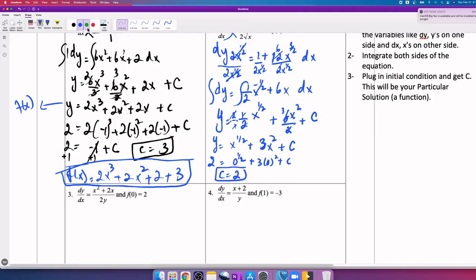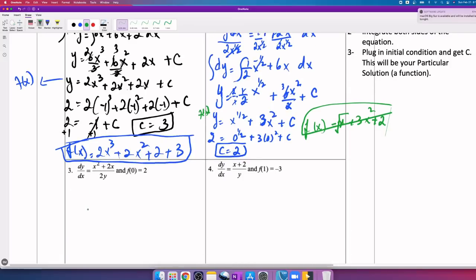Okay, now I have to make sure that I have my function ready for the answer. It's going to go f of x, and you know that's my function f of x. So I have f of x equal x square root plus 3x squared plus 2, and that's my answer for this question.